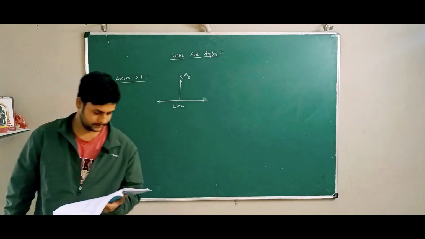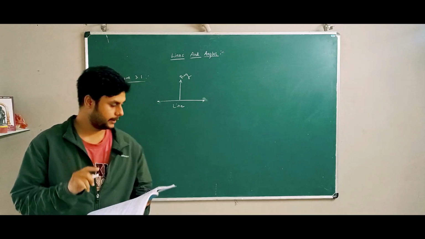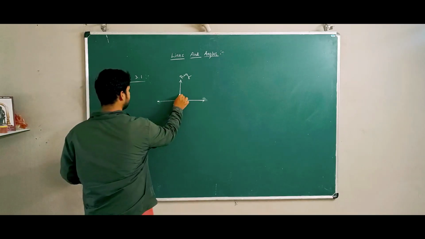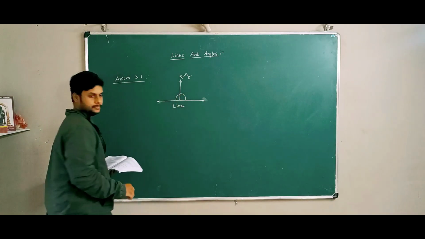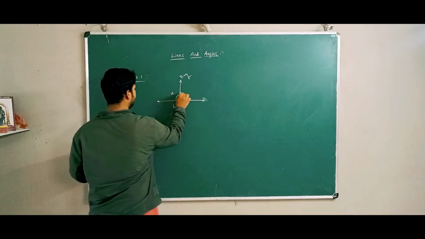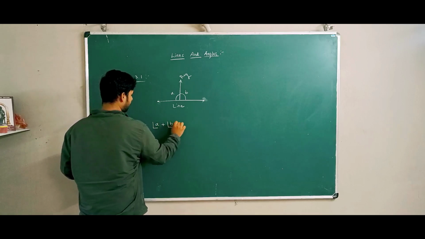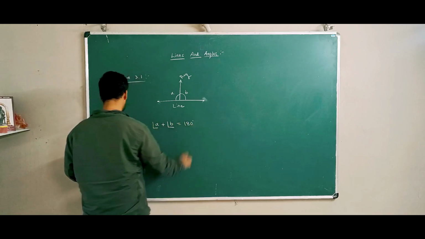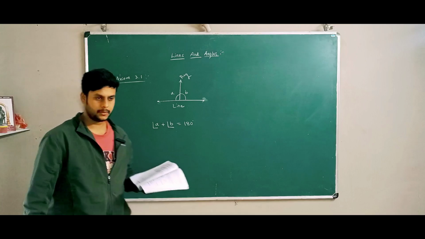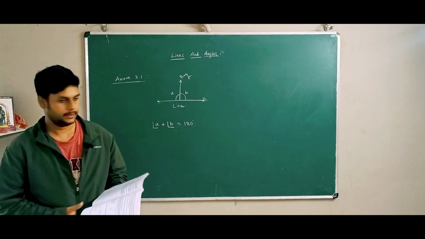If a ray stands on a line, then the sum of two adjacent angles. So this and this are adjacent, yes or no? The sum of two adjacent angles, A and B I will take. The sum of two adjacent angles is equal to 180 degrees. Understood or no? This is the easiest explanation I can give.